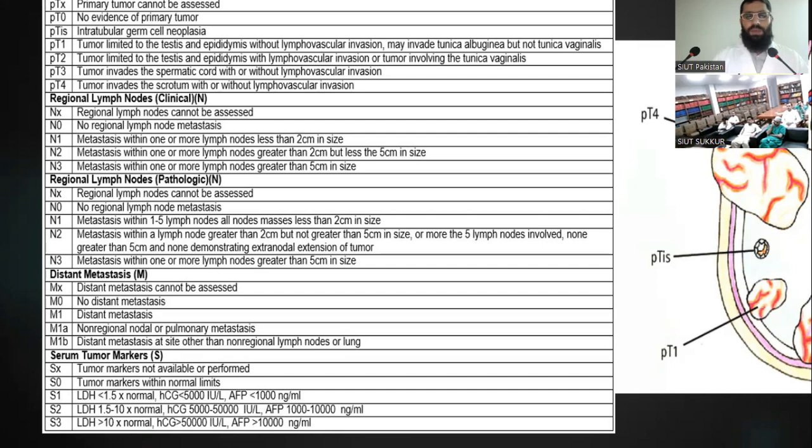S2 is LDH 1.5 to 10 times normal, HCG between 5,000 to 50,000 international units per liter, AFP between 1,000 to 10,000 nanogram per ml. S3 is LDH more than 10 times normal, HCG more than 50,000 international units per liter, AFP more than 10,000 nanogram per ml.